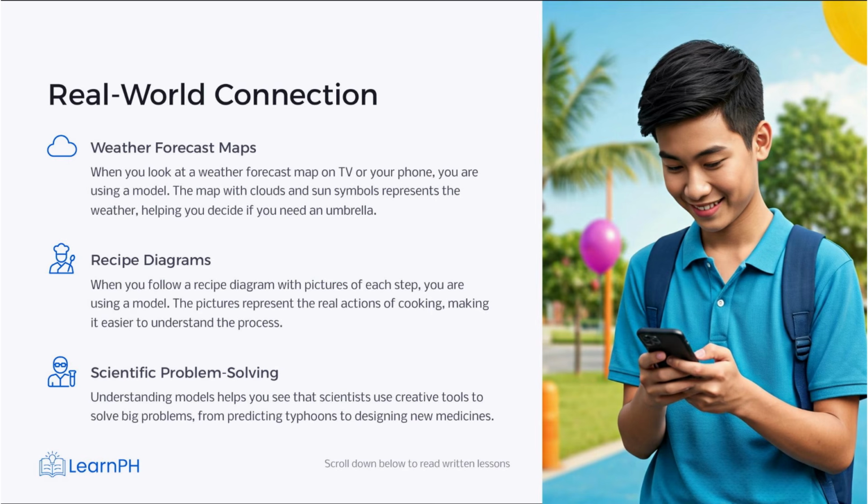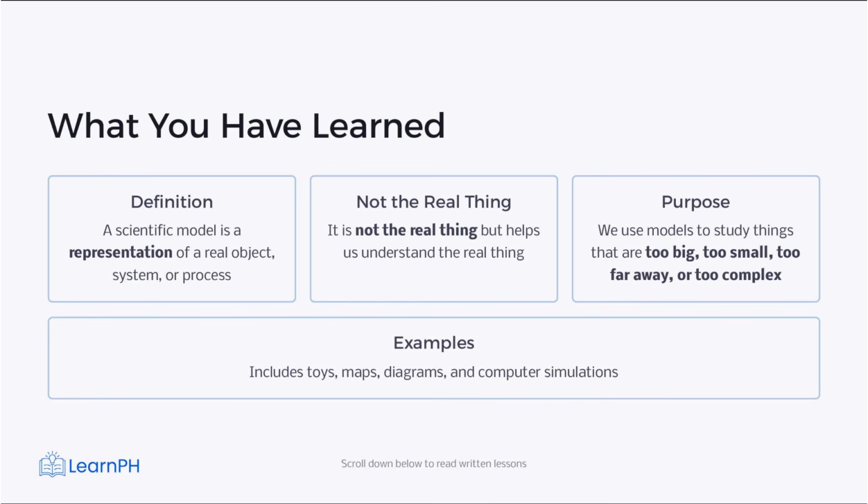Weather forecast maps are models that simplify complex data, guiding daily decisions like carrying an umbrella. Similarly, recipe diagrams visually represent cooking steps, making them easier to follow. These models illustrate how scientists creatively solve problems, from predicting typhoons to designing medicines, by representing complex systems in understandable ways. A scientific model is a representation of a real object, system, or process.